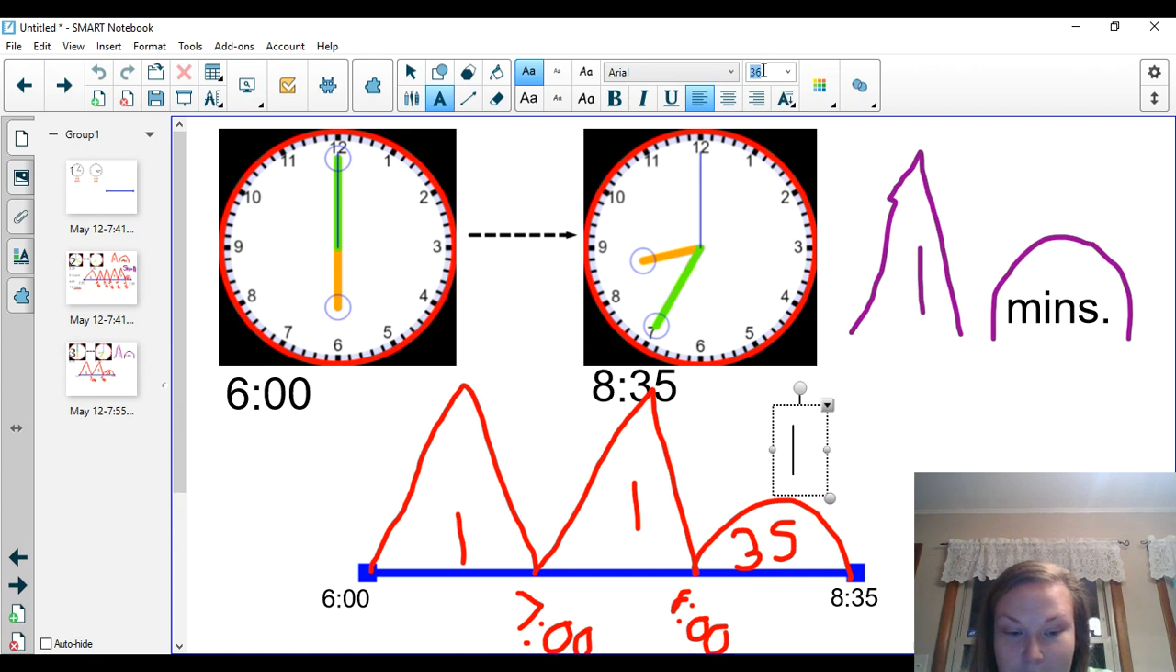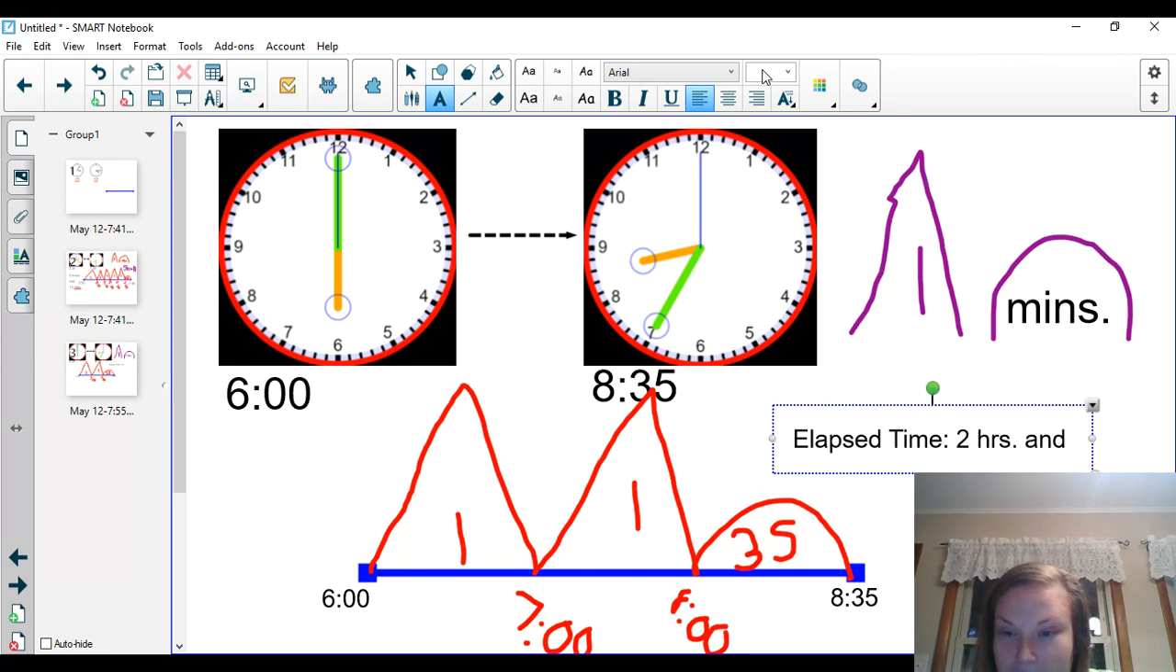I'm going to make my text smaller this time so it's not super big. And the elapsed time is, did you figure it out? How many hours? 2. Good. 2 hours, and we're going to abbreviate. And how many minutes? Good job. 35 minutes. And the abbreviation for minutes is MINS or MIN. Doesn't matter. All right, so you did it.